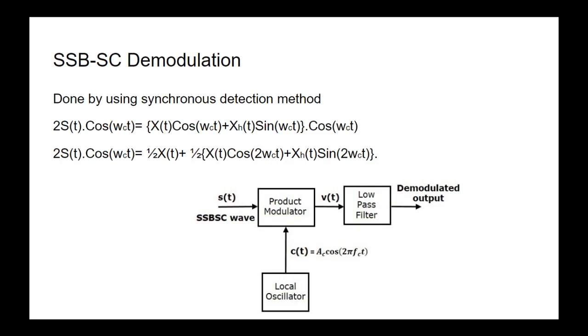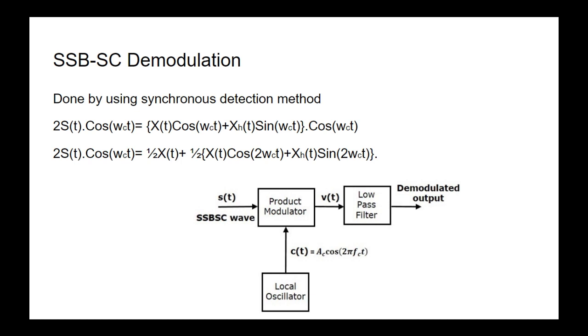Now, demodulation of single sideband suppressed carrier modulation. This is done the same as double sideband suppressed carrier demodulation, by using the synchronous detection method. In synchronous detection method, we multiply the received modulated signal with carrier frequency.